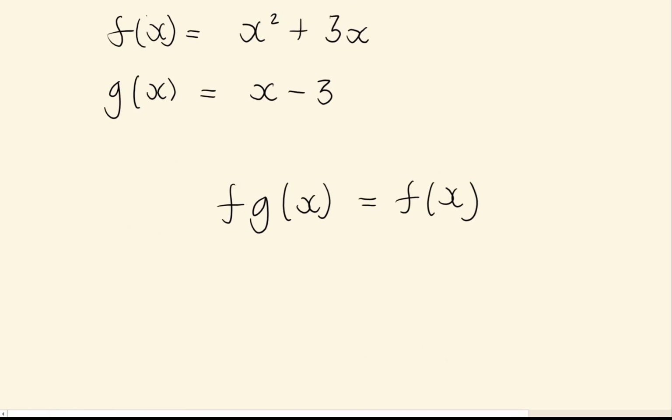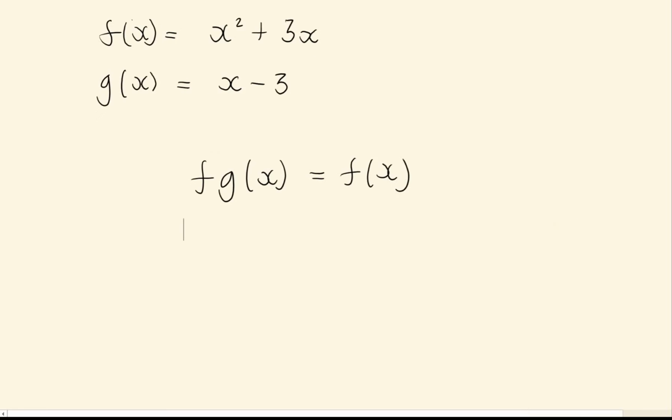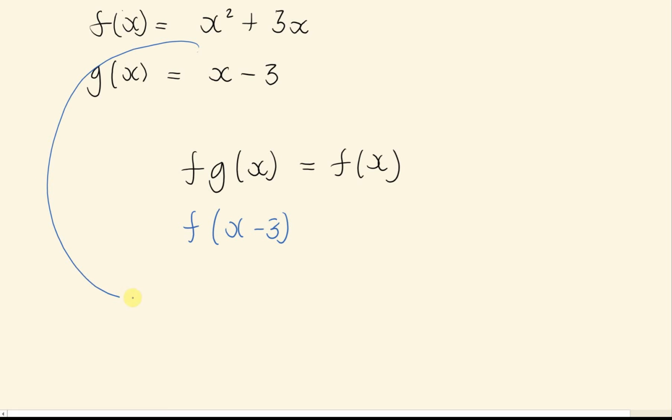Okay, 2 more hard examples, both of these involving quadratic terms. So here we need to work out fg of x. So let's work that out first. So fg of x is going to be f of x minus 3, because that's what g of x equals. We then plug that into f of x. So we now have x minus 3 squared plus 3 lots of x minus 3.